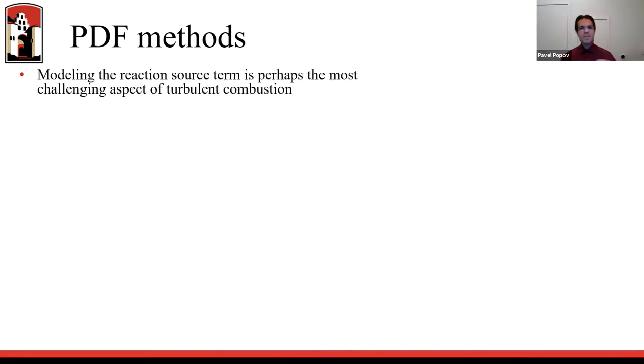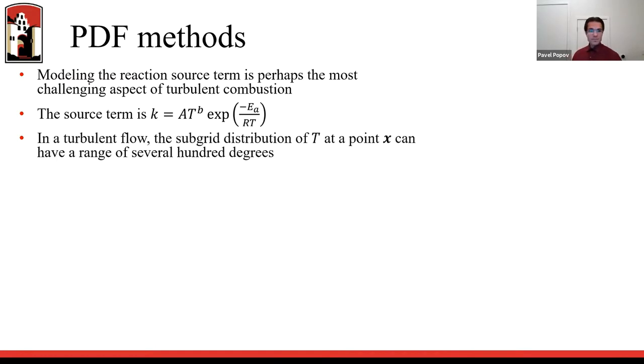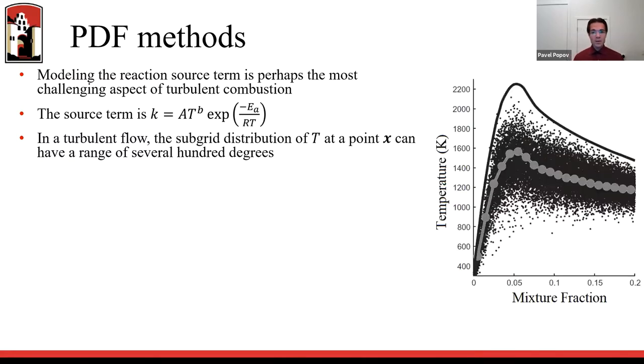Okay, so PDF methods for combustion. The reason why we have PDF methods for combustion is because modeling the reaction source term in turbulent combustion is perhaps the most challenging aspect of turbulent combustion modeling. In standard Arrhenius chemistry, the reaction source term is K equals some sort of constant dependent on the concentration, times something which is weakly dependent on temperature, and then times the exponential factor, which is very strongly dependent on temperature because it is an exponential function. In a turbulent reactive flow, the subgrid distribution of temperature, that is to say the different values that the temperature may have at the same point in time, can have a range over several hundred degrees.